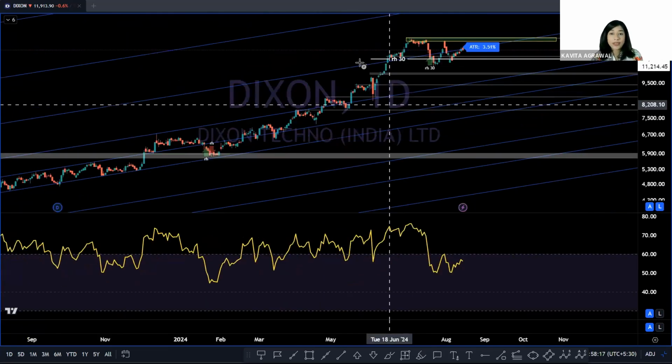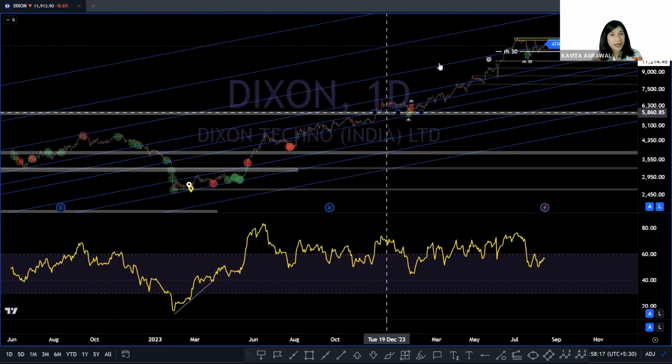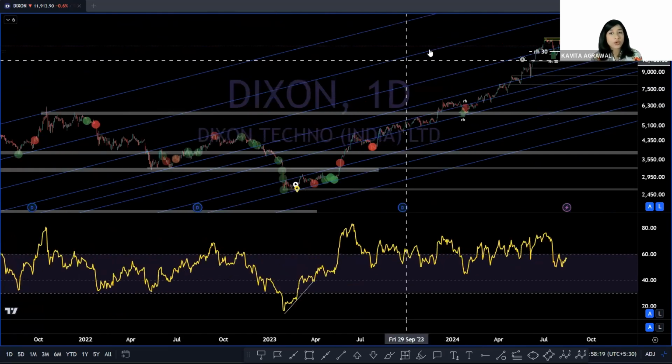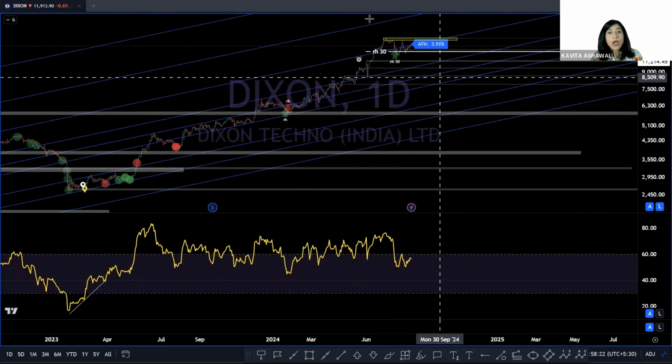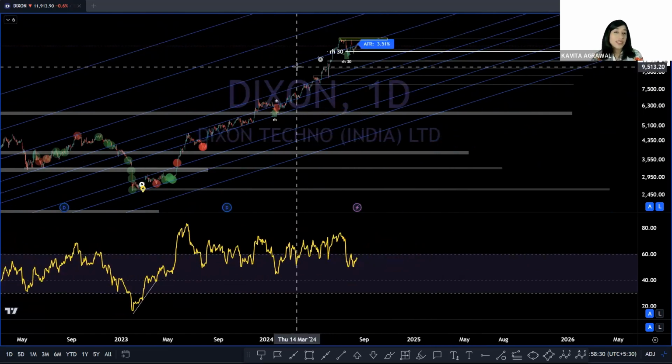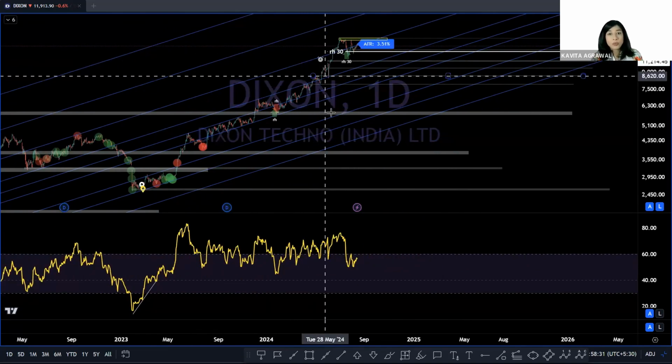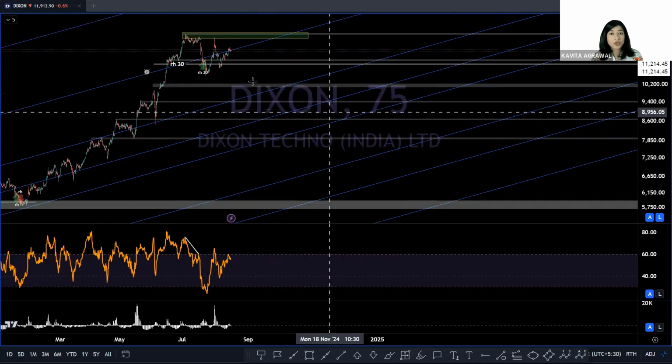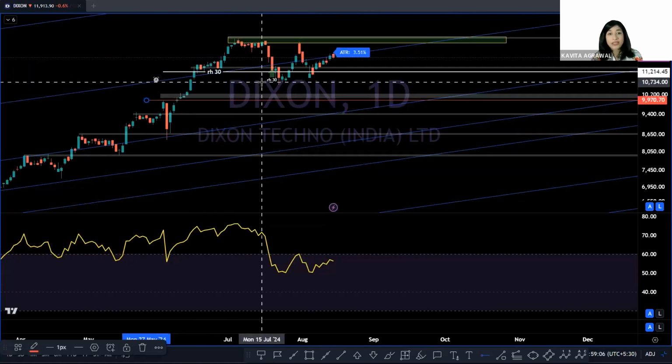And for Dixon, what I can see is an accelerated rally going on with no sign of exhaustion or negative divergence whatsoever. My immediate target on Dixon would be around the level of 15 to 16,000 rupees. And the stop loss that I would suggest you to maintain would be around the level of 9,900.